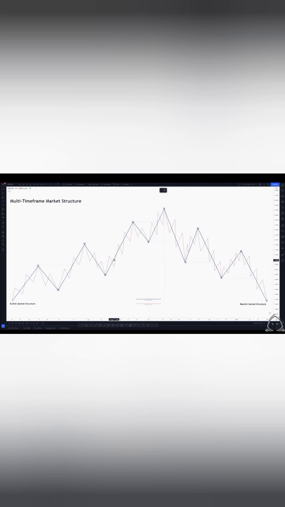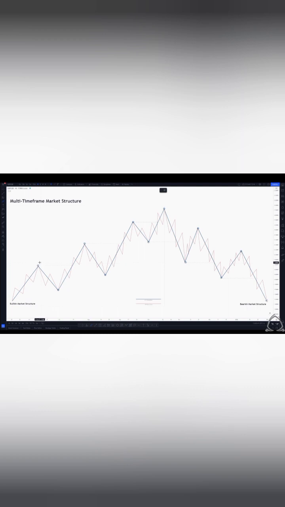And if we take that a step further and say that the blue line is our higher time frame structure, so say a daily time frame, and the red structure is our lower time frame structure, so let's say 4 hour or maybe even 15 minute, what we would see as price is moving to the upside, we'd see a series of higher highs and higher lows.